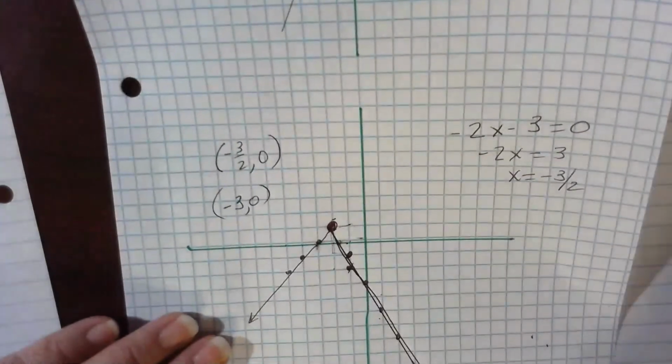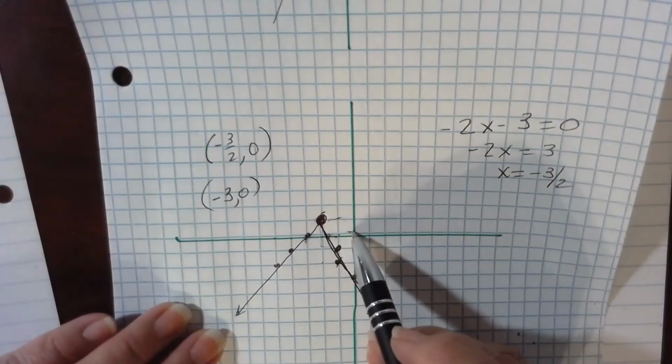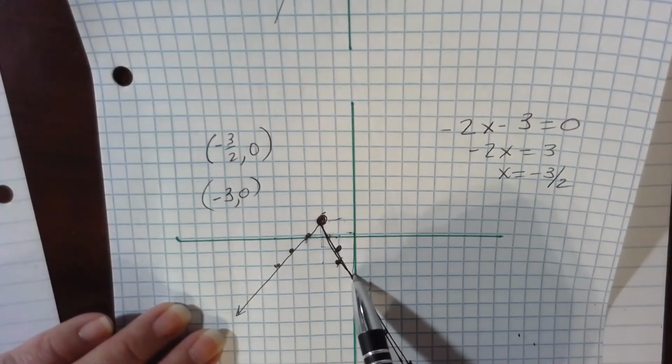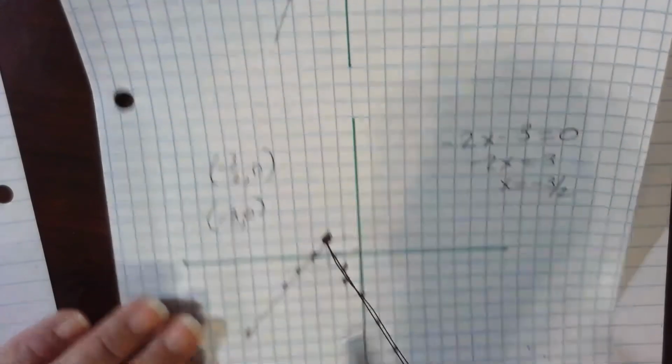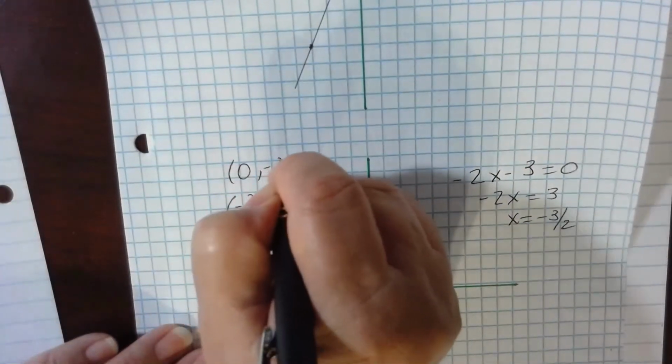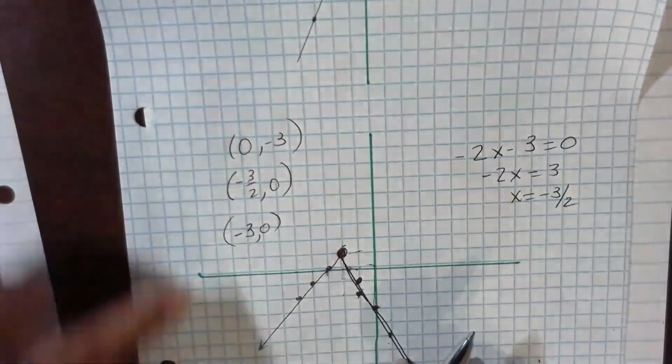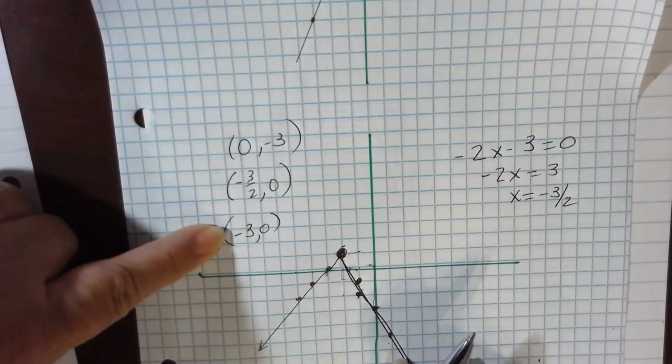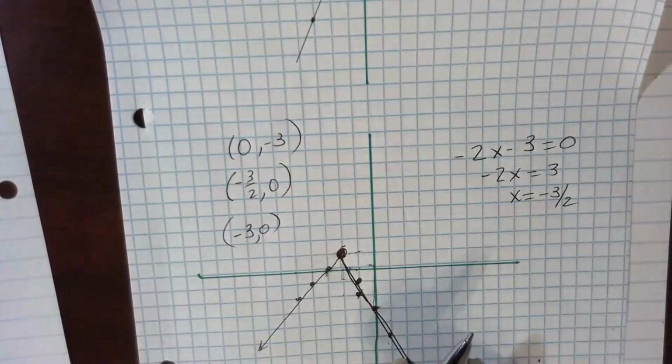And then for my y-intercept, where does it hit the y-axis? That's right here at -3. So that would be 0, -3. So I would type all of those in for my intercepts.